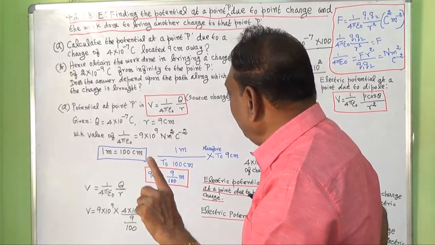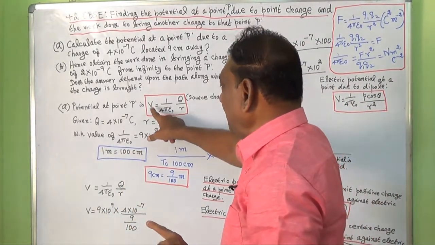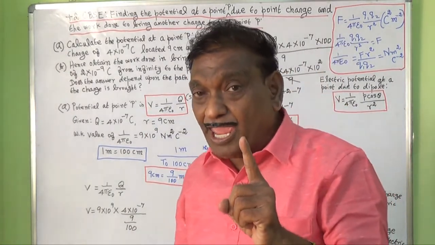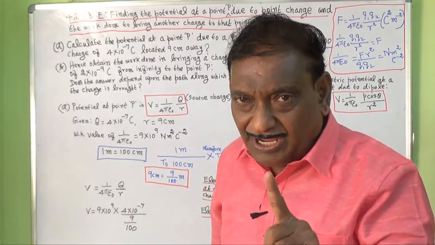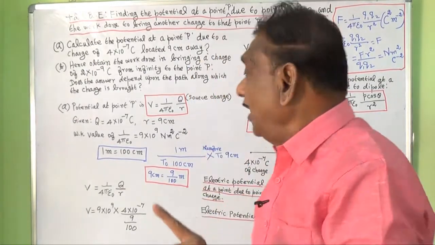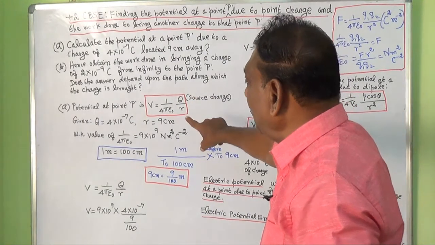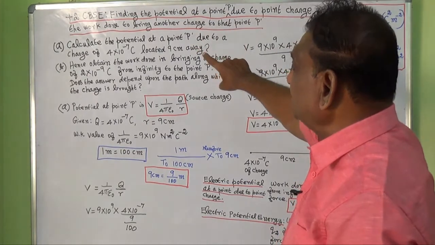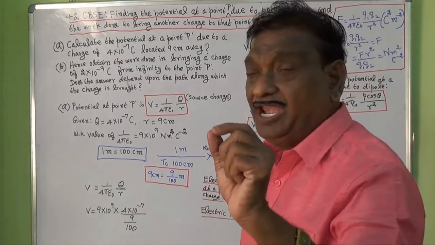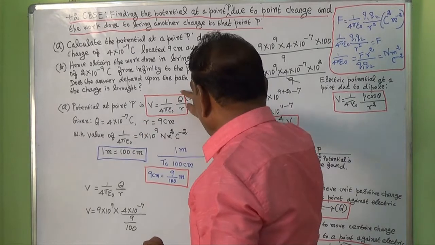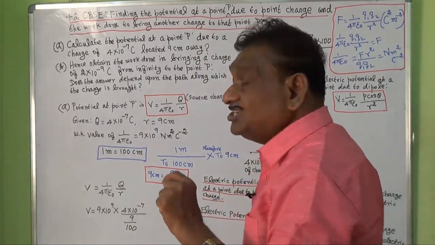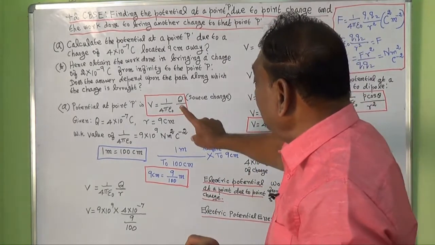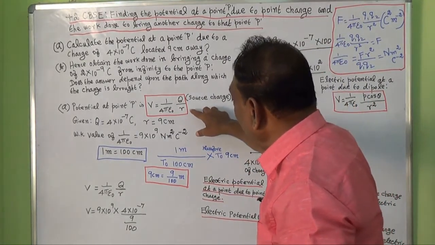Here we have to find the potential, that is capital V. In order to find the capital V, that is potential, we should definitely know the values of 1 by 4 pi epsilon naught, Q and R. The Q is given as 4 into 10 to the power of minus 7 coulomb. The distance is given as R equal to 9 centimeter. So R is also given.